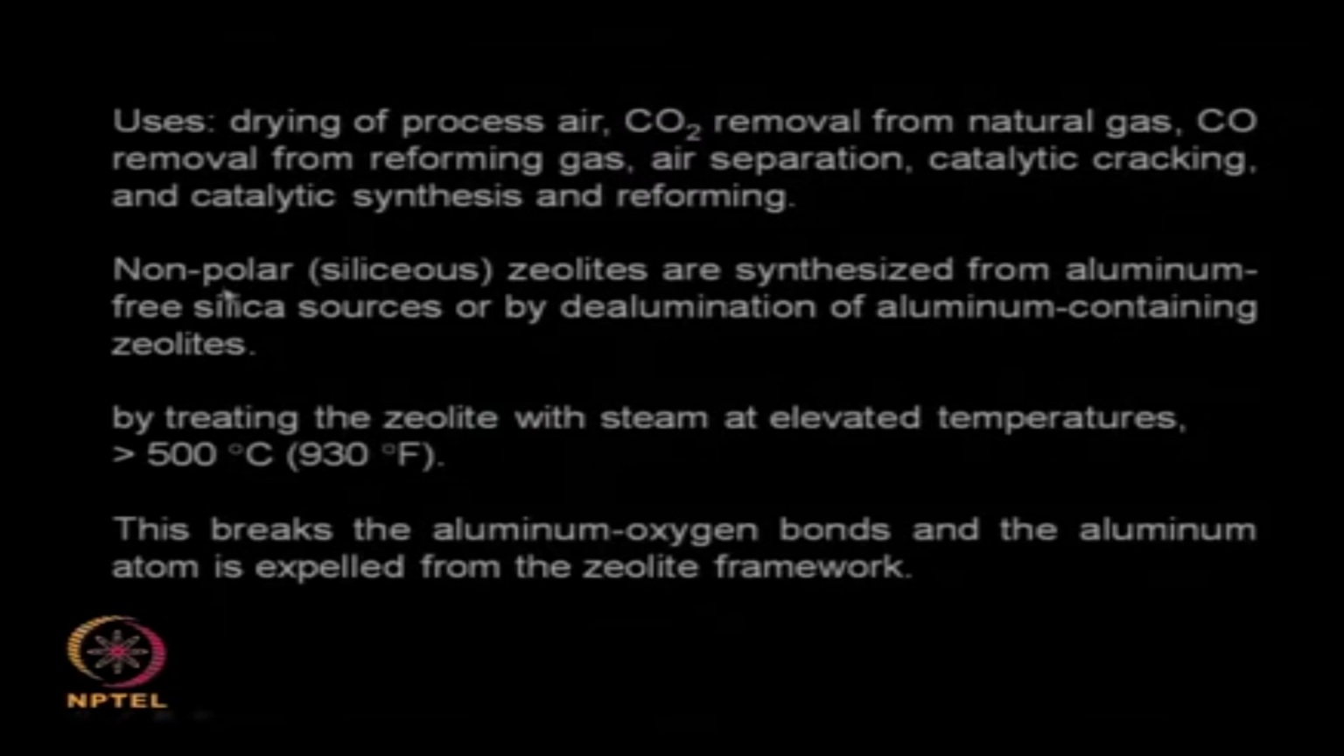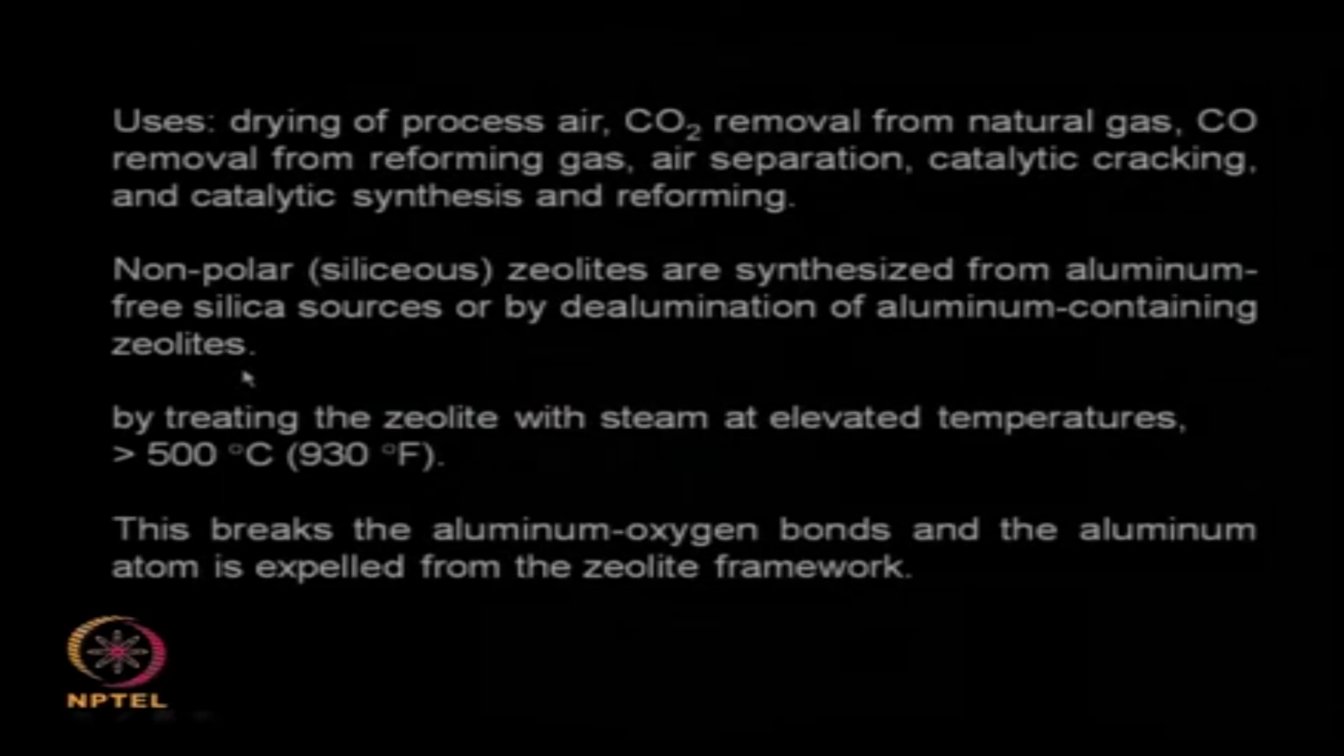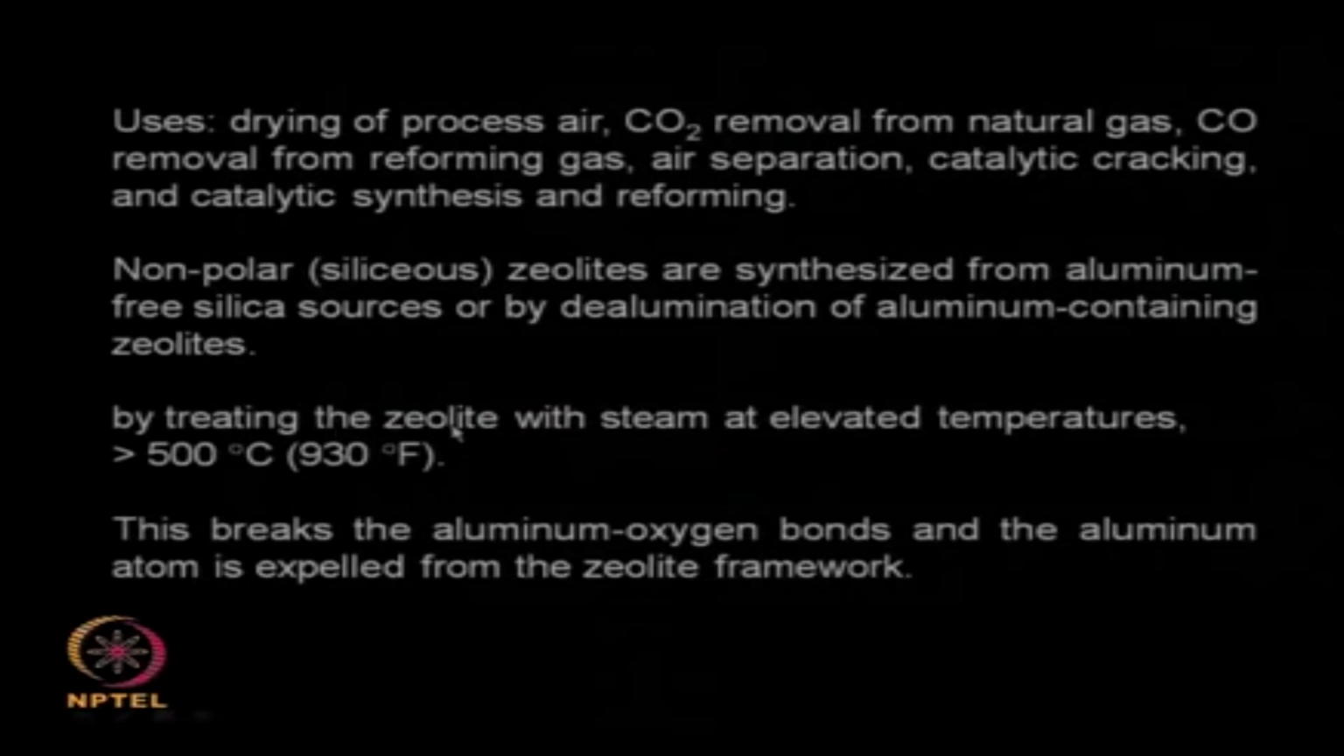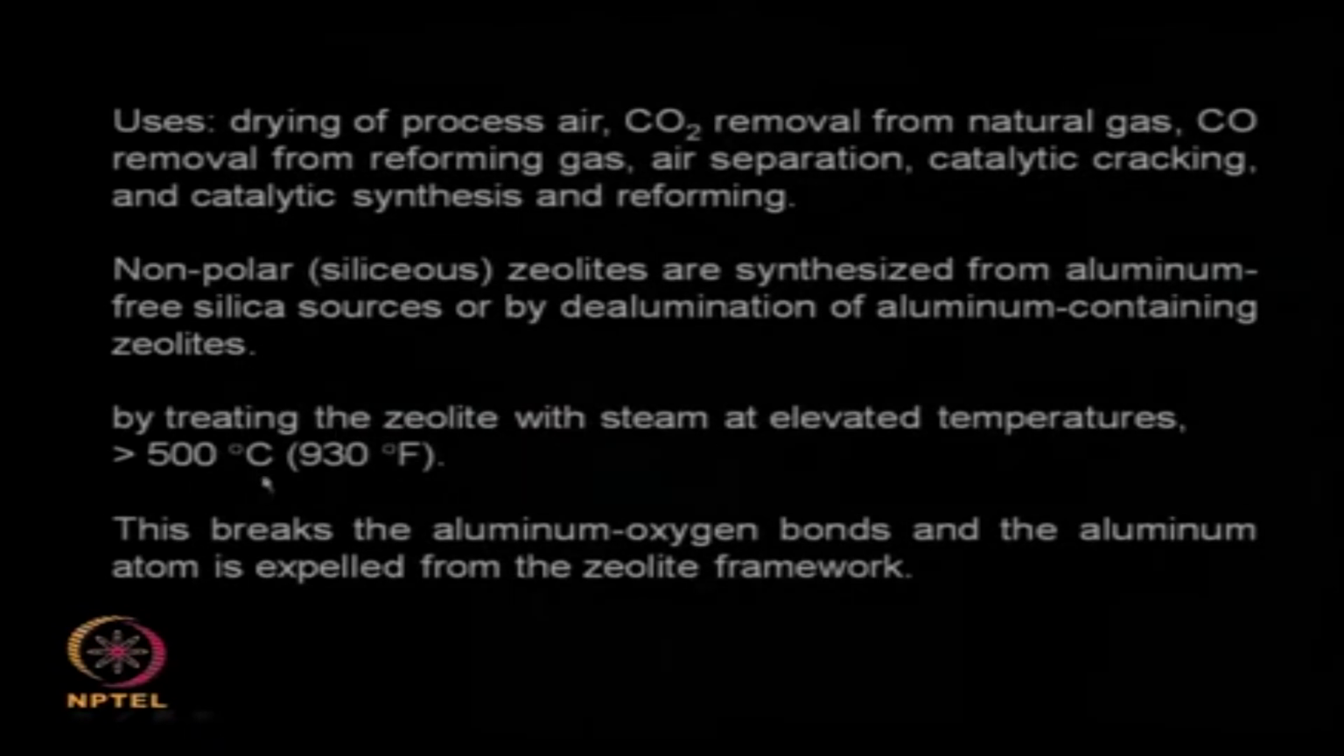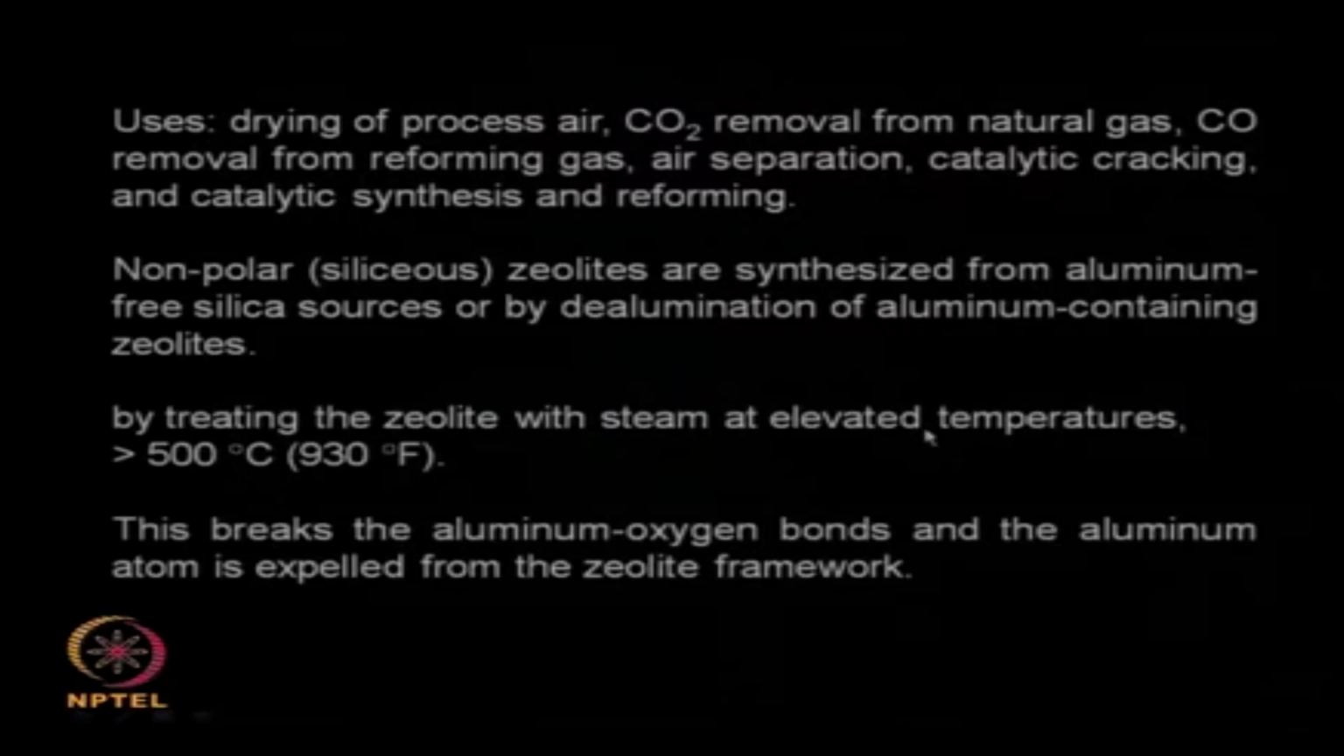You also have non-polar zeolites. So what you do is you use aluminium-free silica sources by de-alumination of aluminum-containing zeolites. Then you treat the zeolite with steam at elevated temperature, that is almost greater than 500 degrees centigrade. So it breaks the aluminum and oxygen bonds, which makes the aluminum be expelled from the zeolite framework. So you can make this type of non-porous material also.